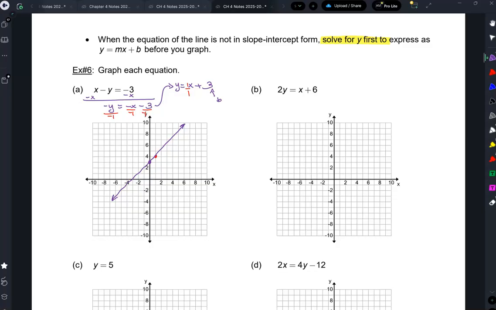Okay, so this one, what am I going to do to solve for y? Divide it by 2. So now this becomes y equals x over 2. That's like 1 over 2. This is 1 over 2x plus 3. So I put the 3 here. Up 1 over 2, right? For the slope, up 1 over 2. That's what that looks like.